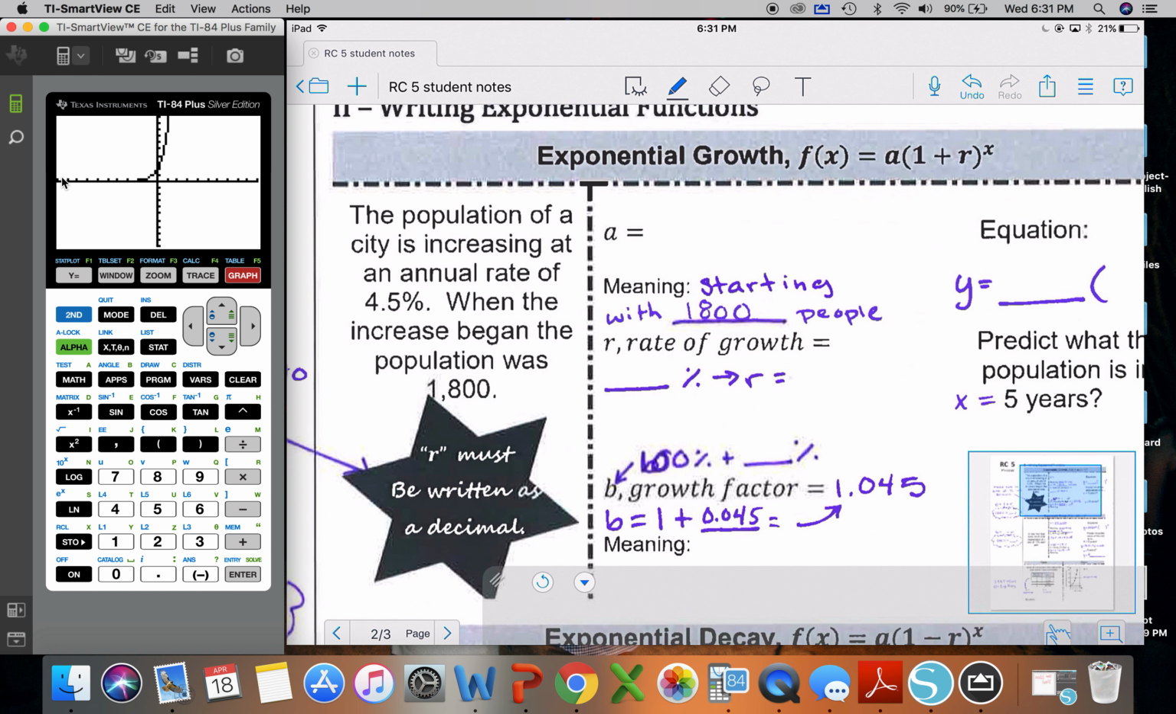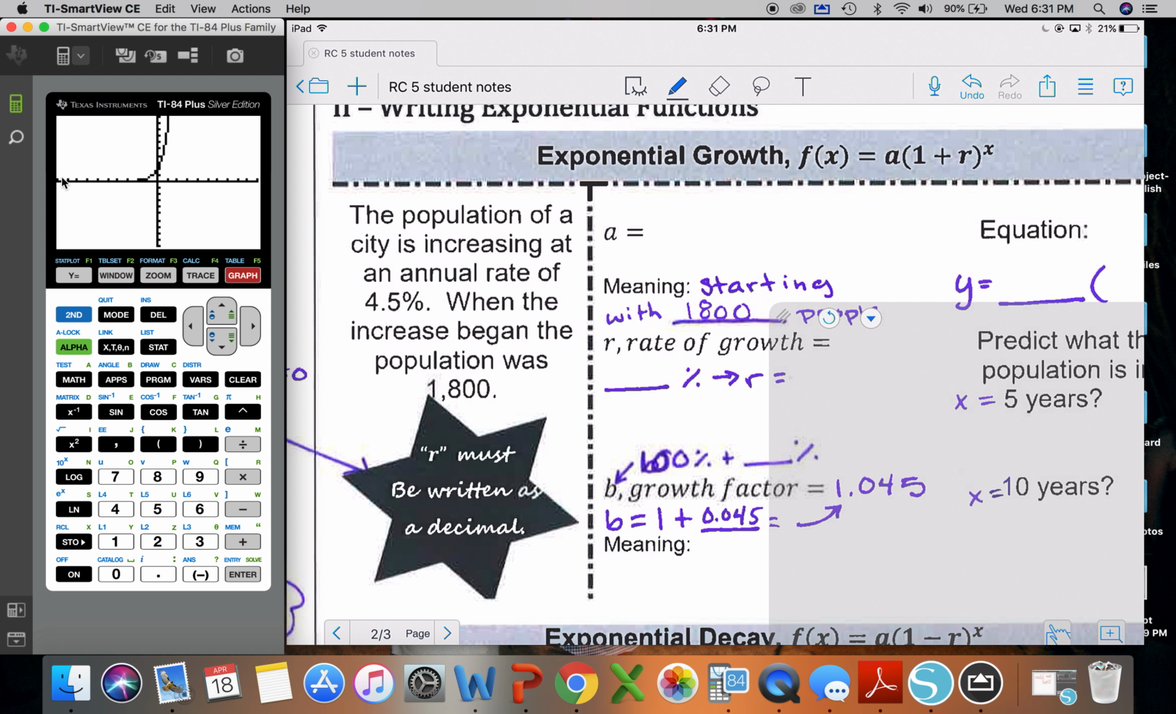So let's get started. The population of a city is increasing at an annual rate of 4.5%. When the increase began, the population was 1,800. So our a value, our starting value, our y-intercept, our starting point is 1,800. The meaning is that we start with 1,800 people. Our r is 4.5%. With percents, we move the decimal to the left, so my r is 0.045.